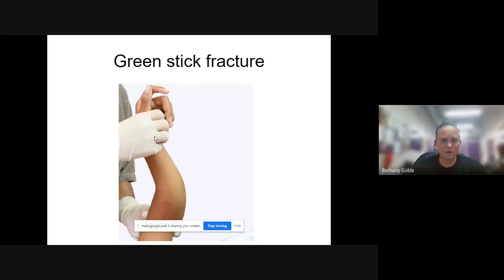All right, moving on. So this shows you a green stick fracture. You can't really tell it's a broken bone. A lot of people might think it's a sprain. It just hurts, right? It just shows the bendiness of that bone, of that break.